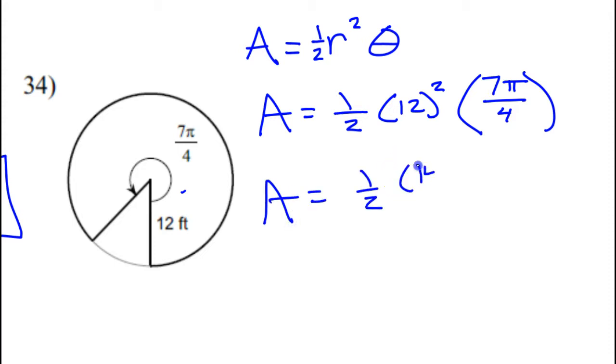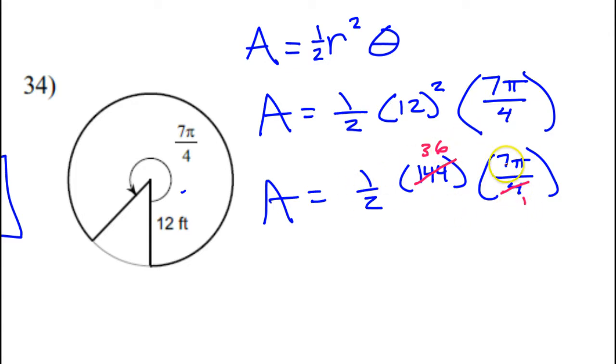So this is 144 times 7 pi over 4. There's nothing super obvious for me to cancel out. I could divide 4 into 144 now if I wanted to. You know what, maybe I will do that. How many times does 4 go into 144? 4 goes into 144 36 times. So basically I just divided both of these by 4, and the 4 is basically gone.